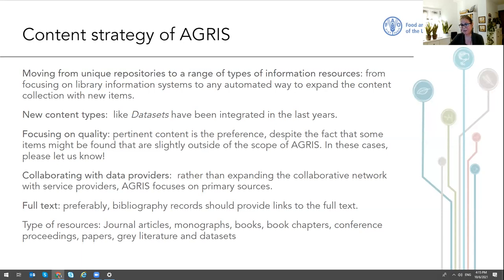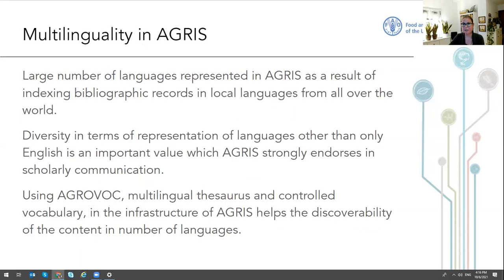We also encourage that they submit bibliographic records with links to the full text. And we have different types of resources, apart from data sets: the traditional ones, with journal articles, monographs, books, book chapters, conference proceedings, papers, gray literature, and data sets. Multilinguality is a must in FAO. So we have a large number of languages represented in Agris.